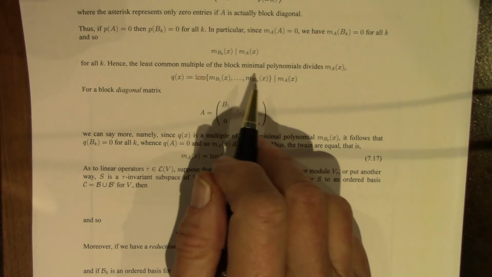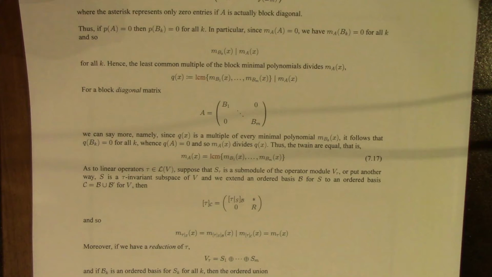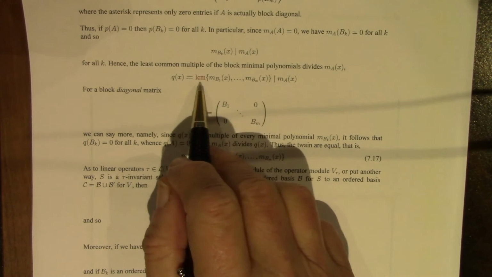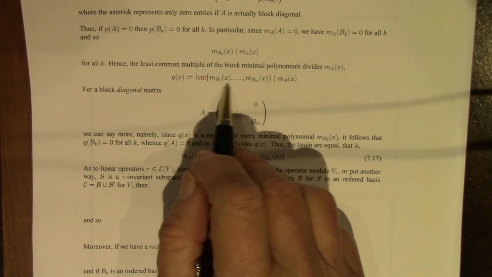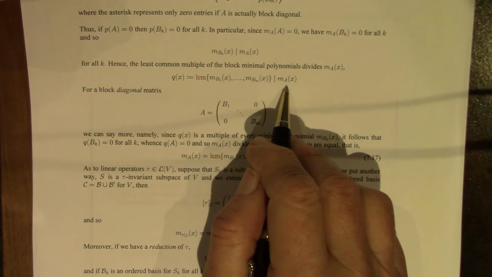For characteristic polynomials, there was an equality. The characteristic polynomial of A was the product of characteristic polynomials of the diagonal blocks. Here we can't quite get that sharp result. The least common multiple of these minimal polynomials divides the minimal polynomial of A.